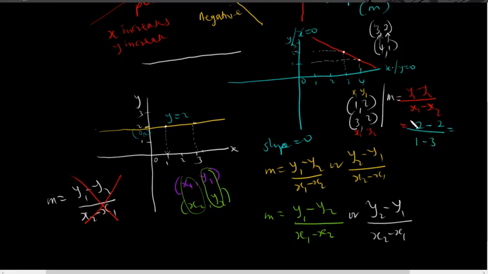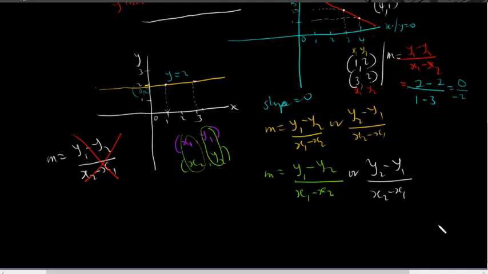Because the line is passing through the same y point, the y coordinate will be the same, and that will give a 0 numerator, and if 0 is divided by anything, we get 0. So that is the reason why we are saying that the slope of this line is 0, because the y coordinates are the same.